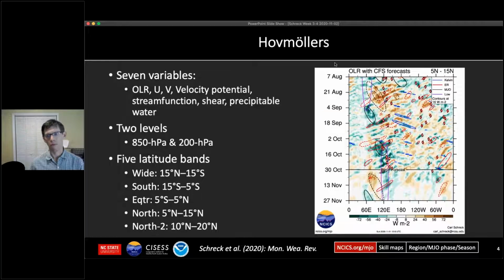The main tool on the website, nkix.org/MJO, is these Hovmöllers. In my case, time is going downward, and the shading is unfiltered anomalies relative to a daily climatology, and the contours are filtered for the MJO and various wave modes: primarily the MJO in black, a low frequency background, like a 120-day low pass filter, in magenta, equatorial Rossby waves in red, and Kelvin waves in blue.